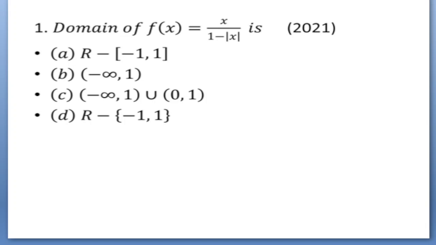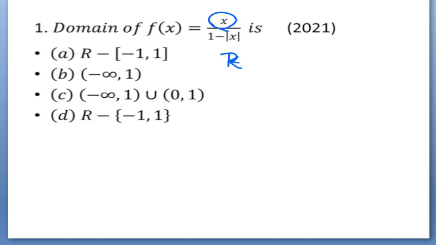Now, let us see what kind of functions we have in the numerator and denominator. In the numerator, friends, we have x, and in the denominator we have 1 minus modulus of x. The numerator function x is a polynomial function, and keep it in mind friends, for any polynomial function the domain is set of all real numbers. So clearly for the numerator function we have domain as set of all real numbers.